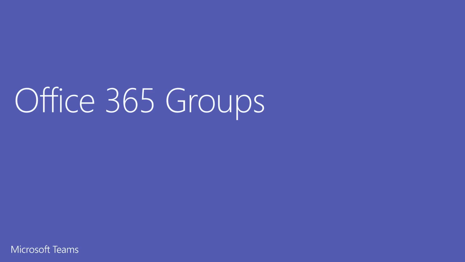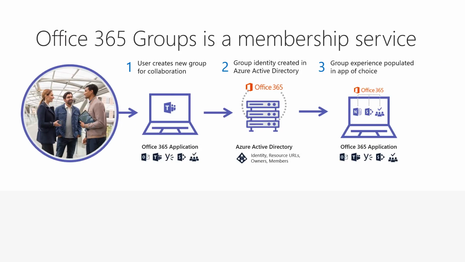Let's talk about how Office 365 groups are leveraged by Microsoft Teams. Office 365 groups themselves is commonly referred to as a membership service. As we follow the steps that we see on the slide here, a user can create a new group for collaborative purposes, utilizing a number of different applications. As you can see on the slide here, we showcase Outlook, Teams, Yammer, SharePoint, and Groups itself. So there are different applications that you can use to create groups. We'll get into that in a little bit.